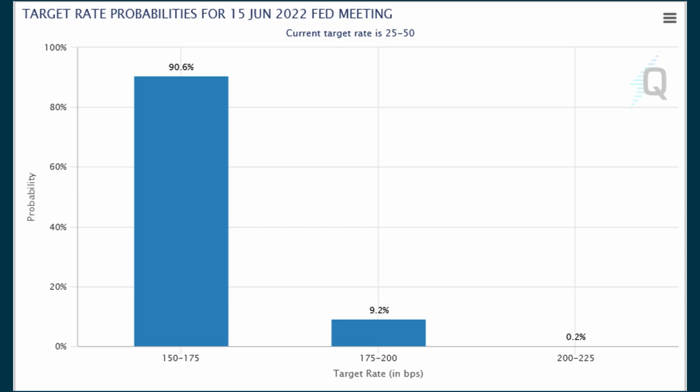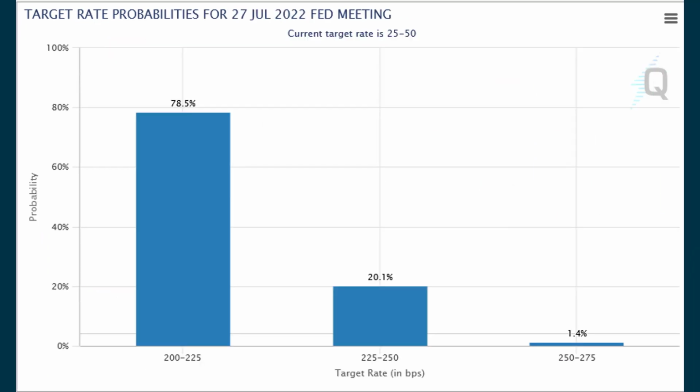Looking out to the June 15th meeting, a 90% chance that we'll be at 1.5 to 1.75. And then the July 27th meeting, a 78% chance that we'll be at 2 to 2.25 after that meeting. So this is a tightening interest rate environment if things keep going the way this predicts they will go.